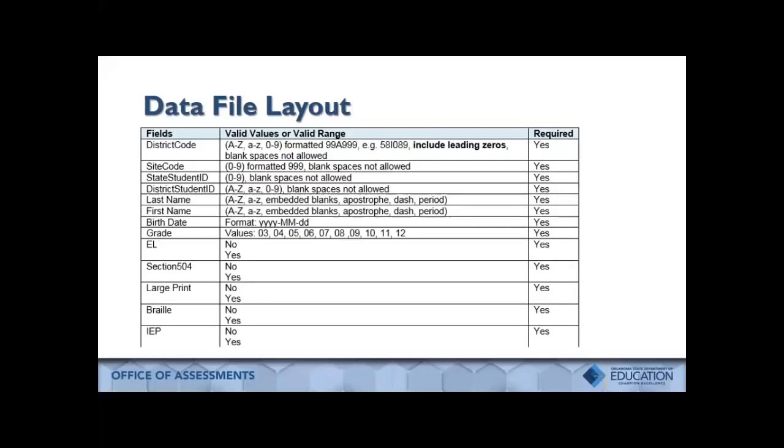We'll pull in the last name of the student, first name, of course, their date of birth, the grade that they are enrolled in, their EL status, as well as their 504, whether they need large print, Braille, or are on an IEP.